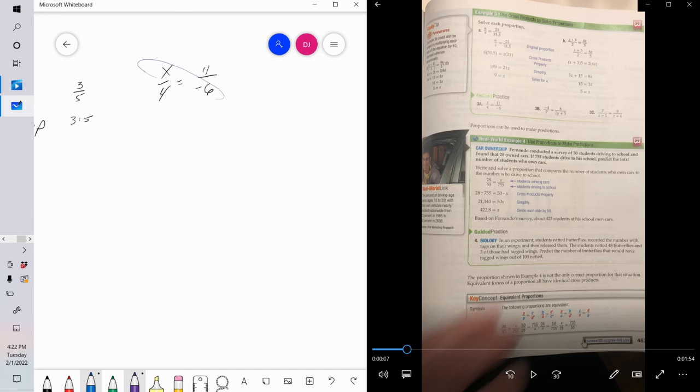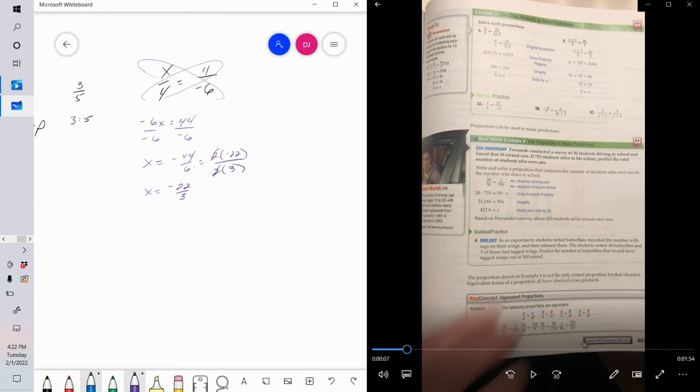Negative 6 times x is negative 6x. 4 times 11 is 44. And then now to solve for x, I'm going to divide both sides by negative 6. x is negative 44 over 6, or negative 22 over 3, because I can divide 44 and 6 each by 2. 2 times negative 22 is 44. 2 times 3 is 6, and the 2's divide out.